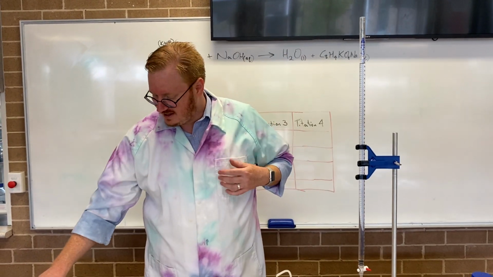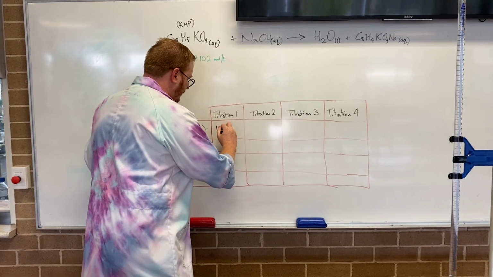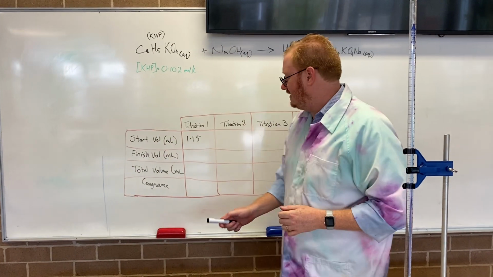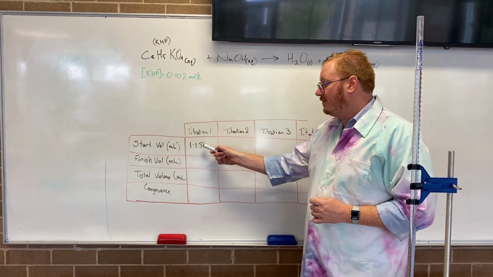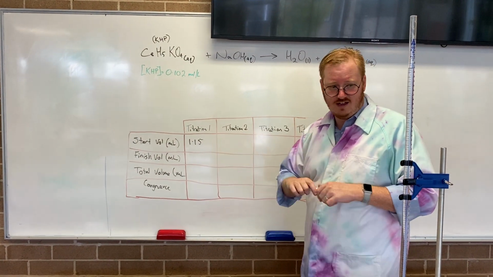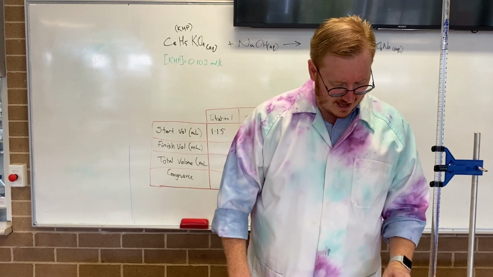What did I say? 1.15 mil. Okay, so my start position for titration is 1.15 mil. If it had been right on the 1.1, I would have put 1.10, but it was slightly below that line, so I'll put a 5.